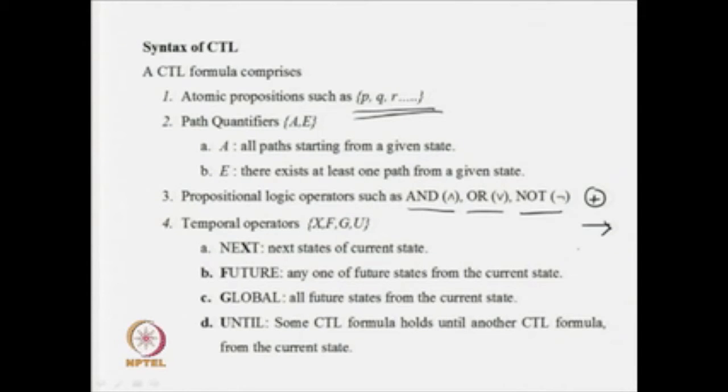Apart from that, we have temporal operators. The temporal operators that we have discussed are used in this CTL also. So, these are the four temporal operators that we have. X stands for the next state, F stands for in future, G stands for globally it holds, and U stands for the until operator. So, P until Q. It is a binary operator: P remains true until Q becomes true. So, these are the components that we are going to use while defining the CTL formulas.